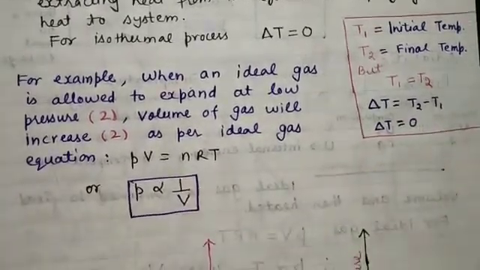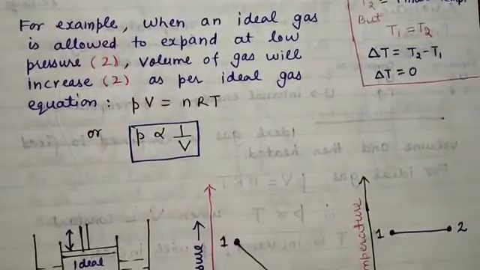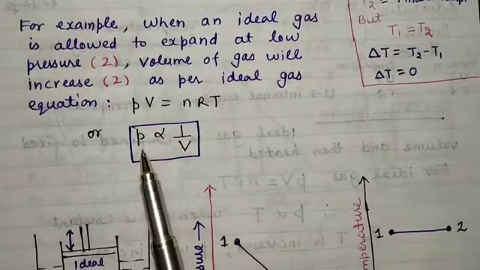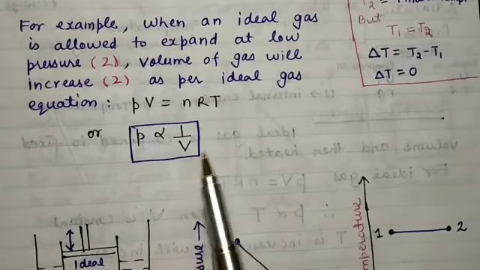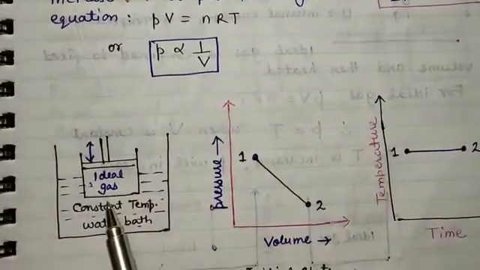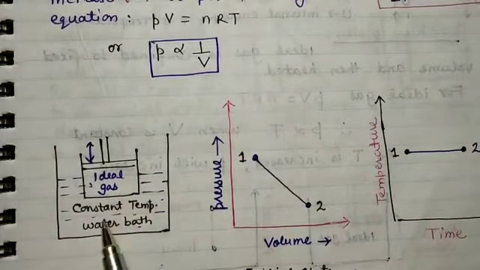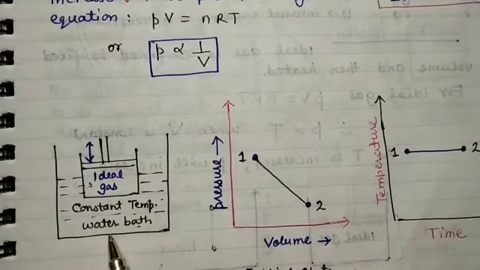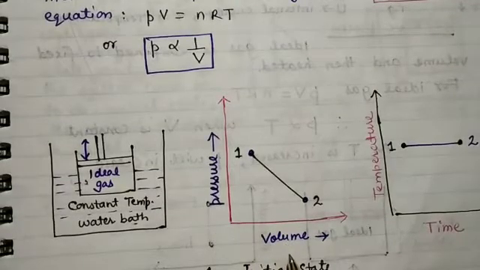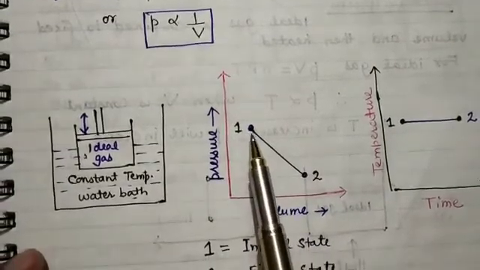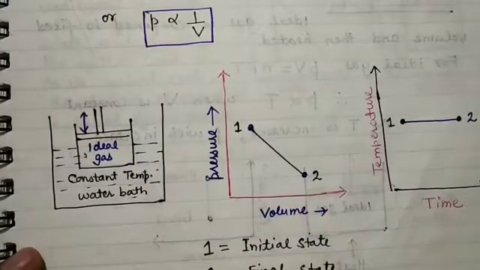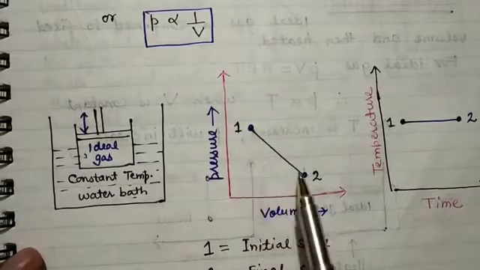In an isothermal process we have the equation PV = nRT, and from Boyle's law we know that pressure is inversely proportional to volume at constant temperature. Here we have considered an ideal gas in a cylinder, and the temperature of the water bath is constant. If we plot a graph of pressure and volume, one point indicates the initial state and the second point represents the final state.